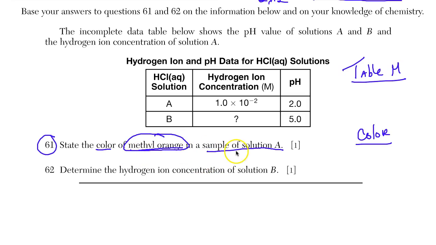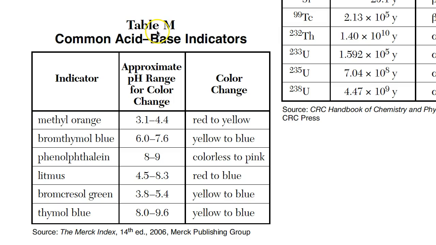You need to be able to recognize that this is a Table M question, and they're telling you that the pH is 2 for solution A. Through Table M, what's the color of methyl orange at a pH of 2? That's what they're asking. Identification of the type of question and where to go is really important and imperative in this type of test. So let's go to good old Table M, and we have methyl orange, and the pH in the question was 2.